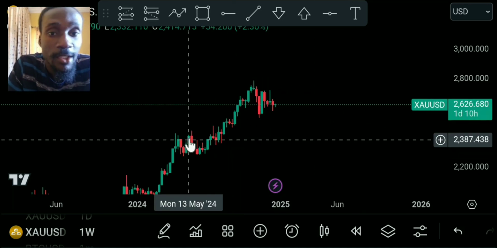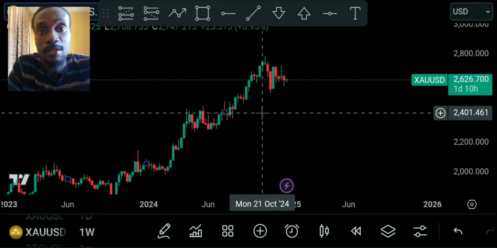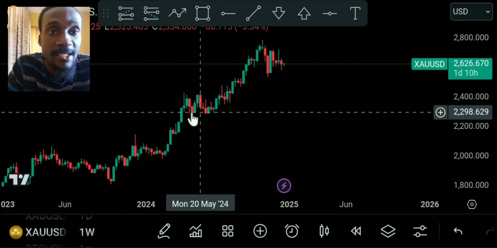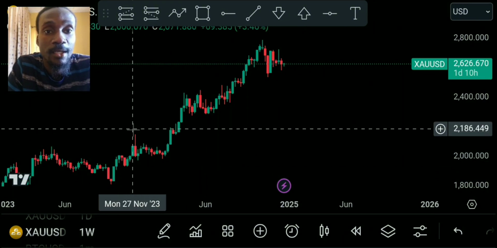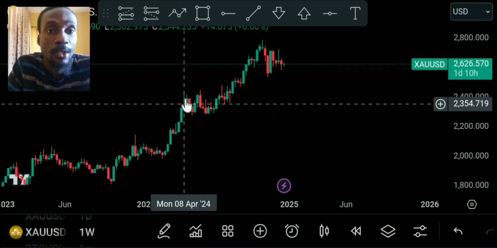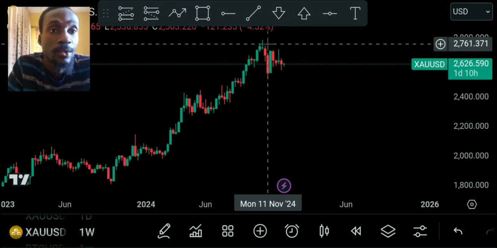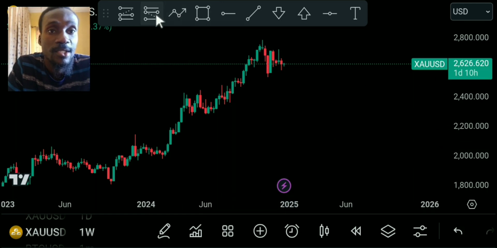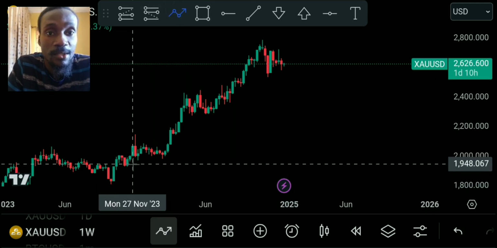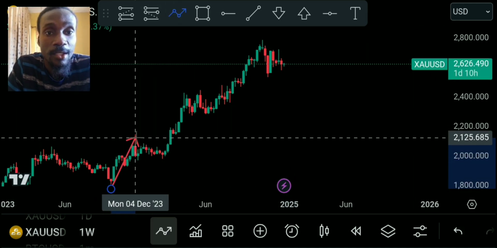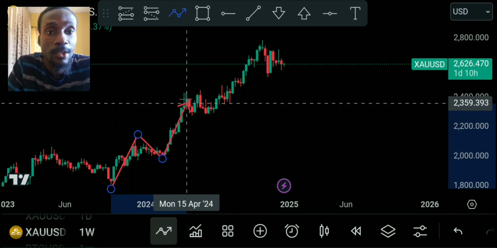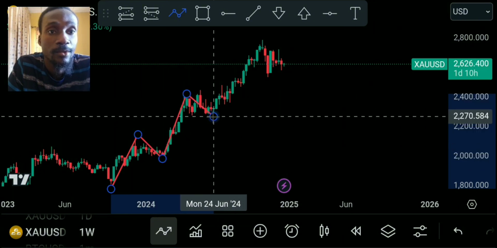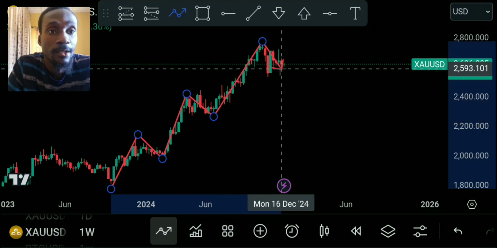So guys, currently I'm on a weekly time frame. This is our weekly time frame. Now you can see this is a series of what? Higher high, higher high, higher low, higher high, higher low, higher high, just like how I just explained it to you guys. This is what? Higher high, higher low, higher high, higher low, and higher high.